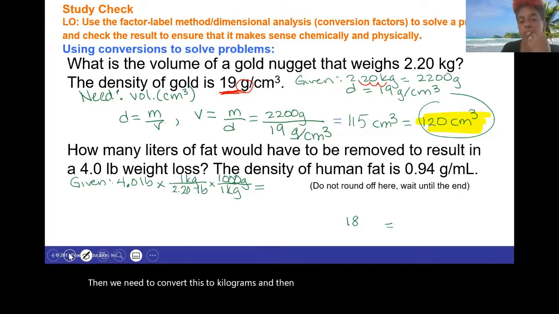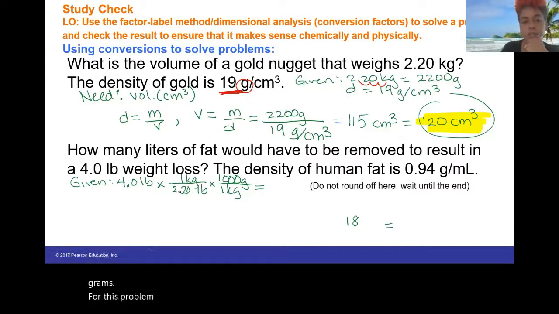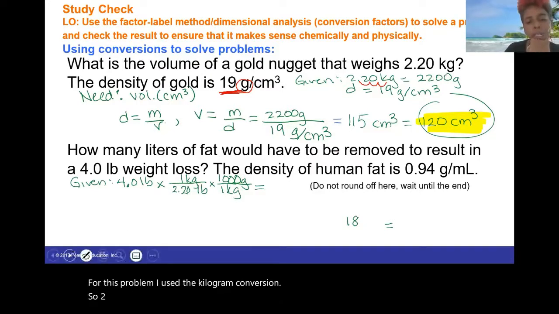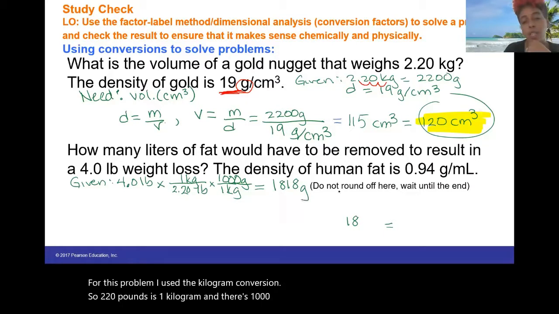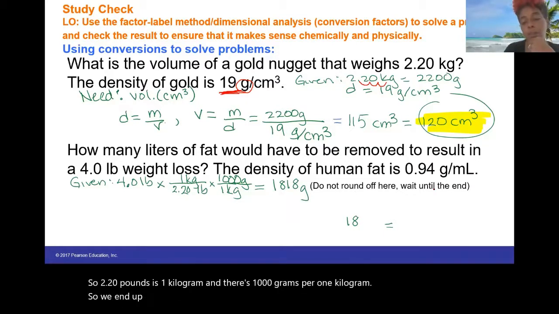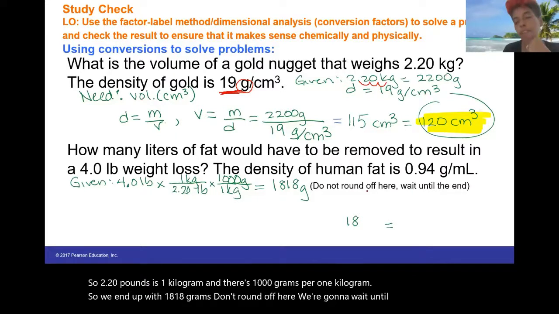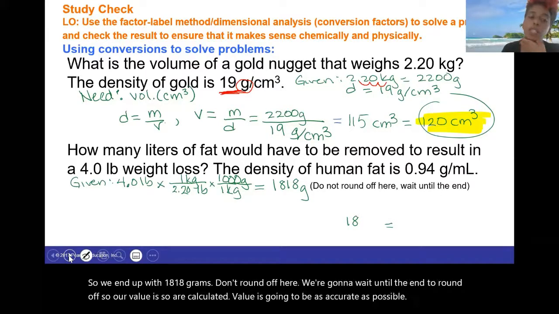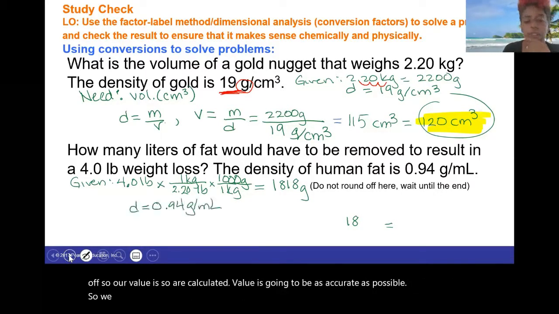For this problem, I use the kilogram conversion. So 2.20 pounds per kilogram, 1,000 grams per 1 kilogram. So we end up with 1818 grams. Don't round off here. We're going to wait until the end to round off, so our answer is going to be as accurate as possible. So we are looking for the volume in liters.